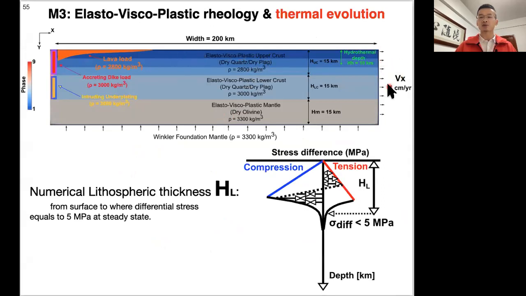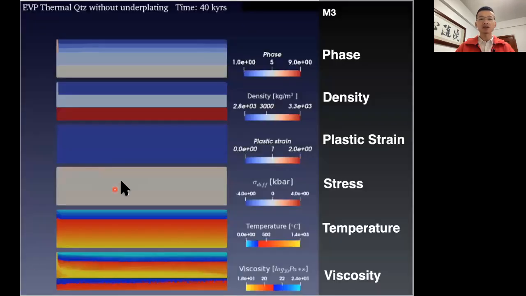We stretch on the right with a constant rifting velocity of 1 centimeter per year. And initially, the upper crust is flat, and we intrude dikes into the rifting center that have a higher density that will load the surface downward and cause bending. And we fill in lava loads on top whenever the surface bends down. The numerical lithospheric thickness H_L is quantified from the surface to where differential stress is less than 5 MPa. Let's take a look at one of the model runs.